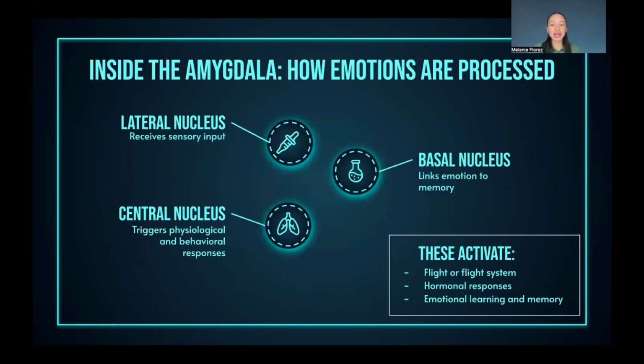Different amygdala nuclei have specialized roles. The lateral nucleus receives sensory input. The basal nucleus helps form emotional associations. And the central nucleus sends outputs that activate physiological and behavioral responses. This division of labor allows the amygdala to efficiently trigger and store emotional reactions.